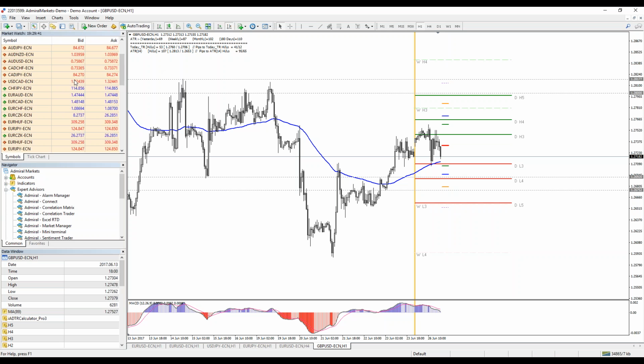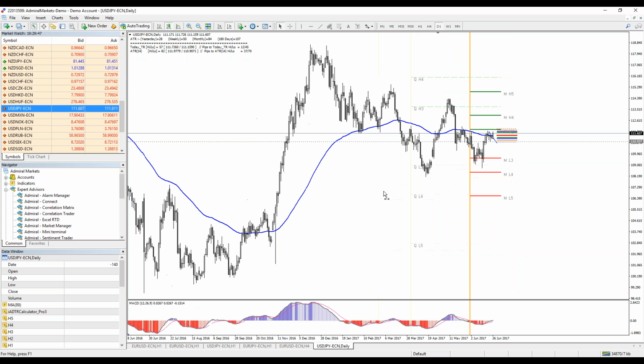Do we have on dollar yen, do we have a flag? Let's see. No, I mean, this could be something similar. It looks like a potential flag, yes. So watch for a breakout. It is correct, Ahmed. This is a flag.